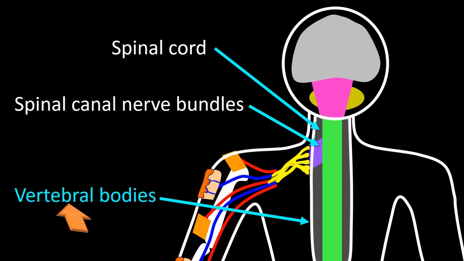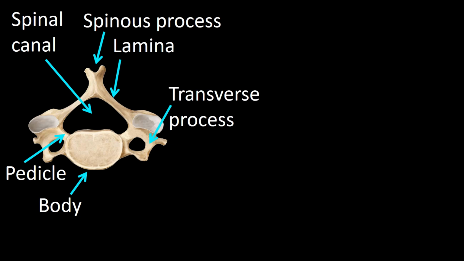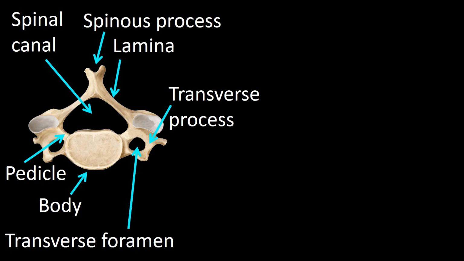I will start by telling you about the vertebral bodies. This is a view of a cervical vertebra, probably the fifth or the sixth one. This is the spinal canal. The components of the vertebra are the pedicle, the body, the lamina, the spinous process, the transverse process, the transverse foramen, and the articulation facet.